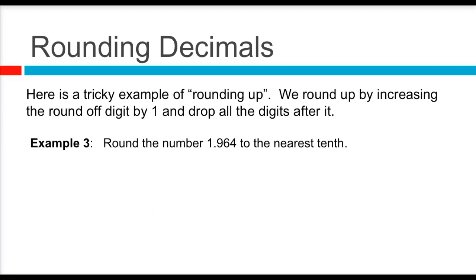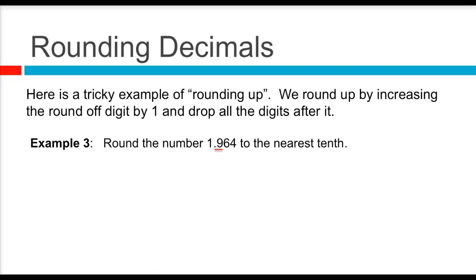Here's a third example, and we're going to be doing some rounding up here. And this one is a little bit trickier. So we're going to round up by increasing the round-off digit by 1 and dropping all the digits after it. In this example, the number is 1.964, and we're going to round it to the nearest 10th place. So the 10th place value in this example is the 9. We look to the right of it, it's a 6, which means we round up. So we want to increase the 9 by 1.